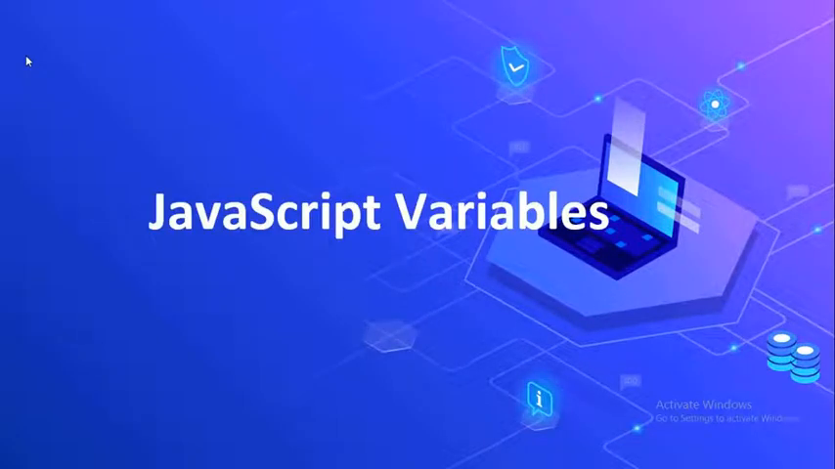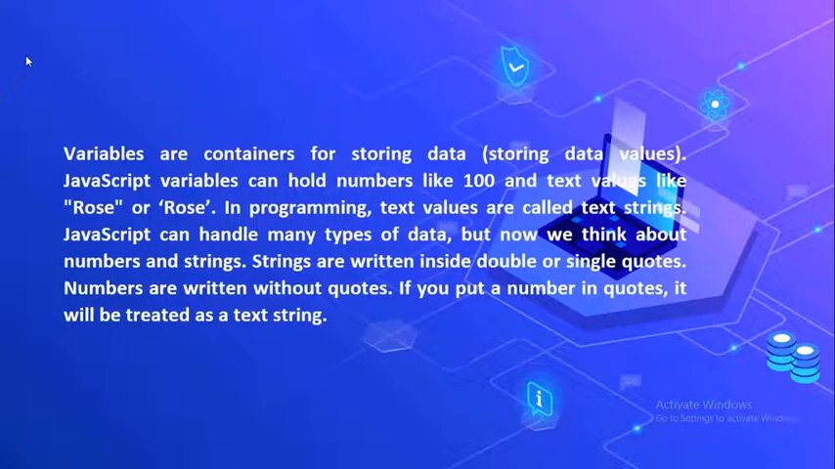Today's video is about JavaScript variables. Variables are containers for storing data values. JavaScript variables can hold numbers like 100 and text values like "Rose" in double quotes or 'Rose' in single quotes. In programming, text values are called text strings. JavaScript can handle many types of data, but for now we think about numbers and strings.